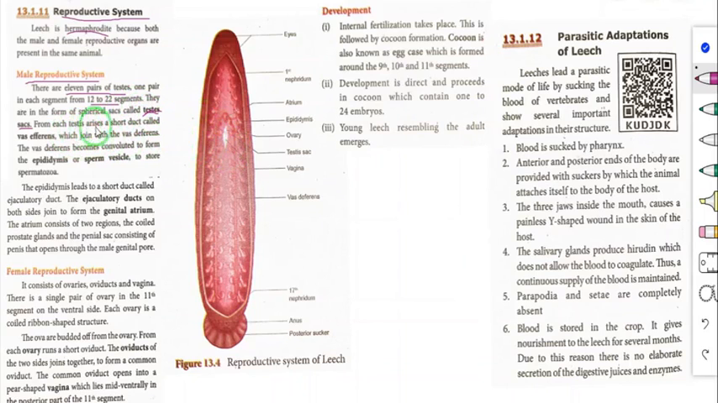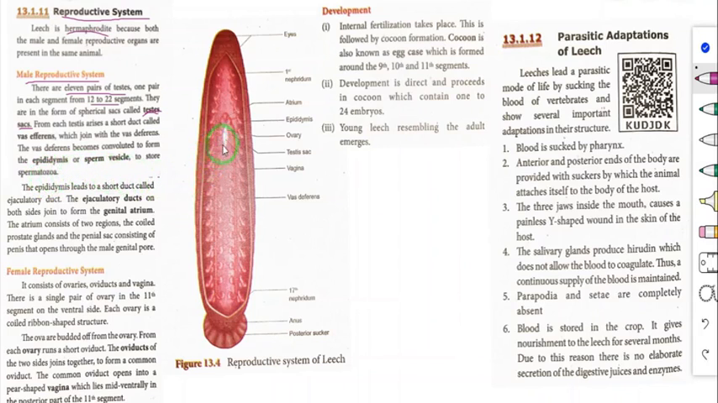From each testis arises a short duct called vas deferens. So from each testes a duct arises. That duct is known as what? Vas deferens. From each testis one duct, one tube-like structure arises, that is known as vas deferens. The vas deferens becomes convoluted to form the epididymis or sperm vesicle to store spermatozoa.